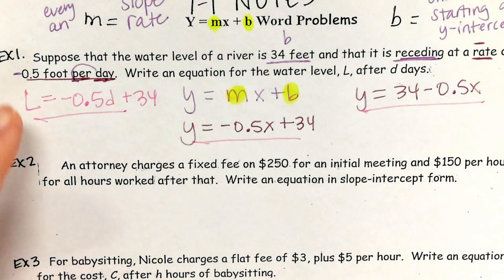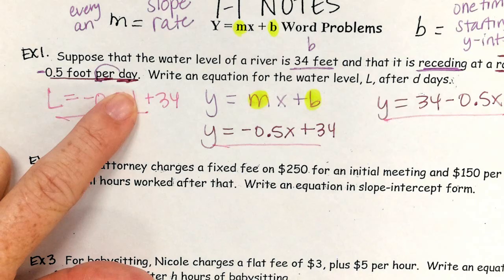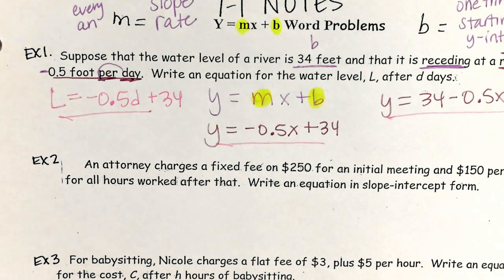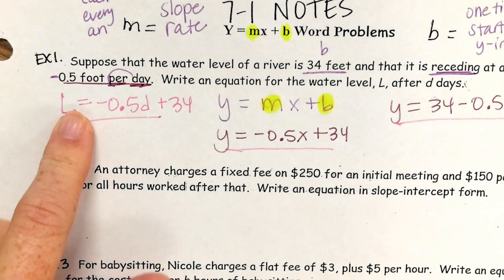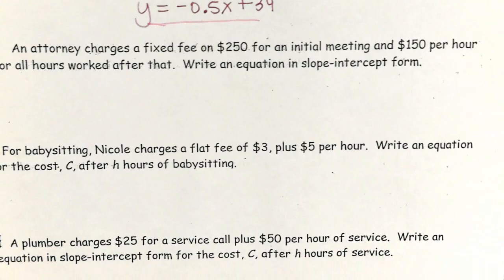Why might it make more sense to use L and D? Because it's using the letter of the alphabet of what they're talking about. This is D for days. This is level of the river. So it just makes the equation make a little more sense. Yes? Okay, let's look at the second one.